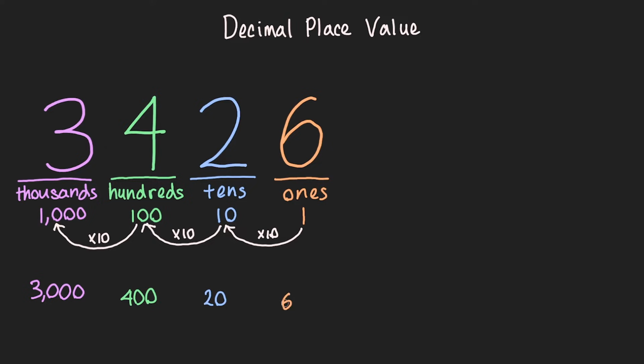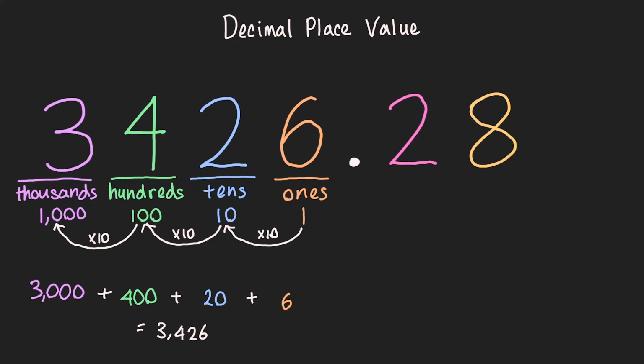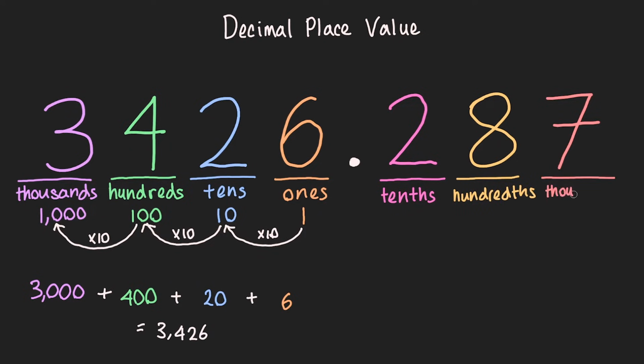Now, what do you think would happen if we added all of these numbers together? They will equal 3,426, and 3,426 is our original number. That's pretty cool, isn't it? Right? So let's make things even more exciting now and add in a few decimals. So this right here is called the tenths place, and this is called the hundredths place. And finally, this is called the thousandths place.